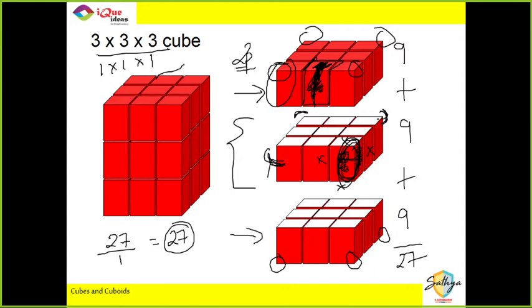So, if they are asking you 2 sides painted, we will count the edge pieces of top and bottom. And in every middle layer, we will count 4 pieces on the edges. Did you understand which pieces will have 2 sides painted?